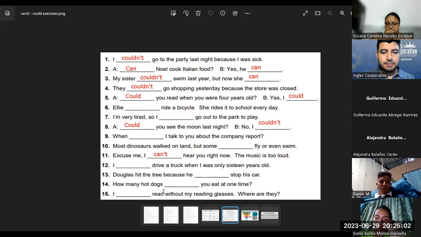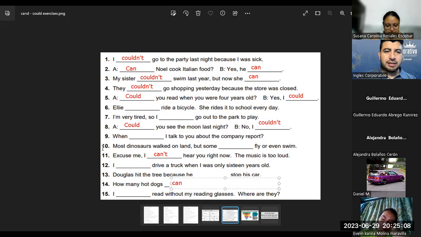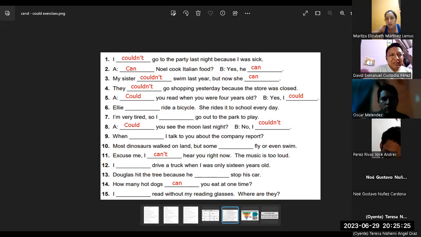How many hot dogs can you eat at one time? Yes, I don't know how many you can eat. No sé cuántos ustedes pueden. For example, choris. Choris are really good hot dogs. There are some people that they eat like 2, or 3, or 4. Well, depends. Thank you, David. We go with Oscar. And after Oscar, we go with Jose.